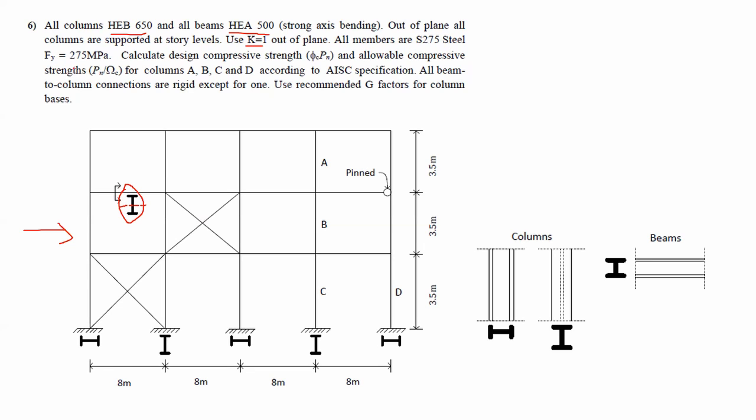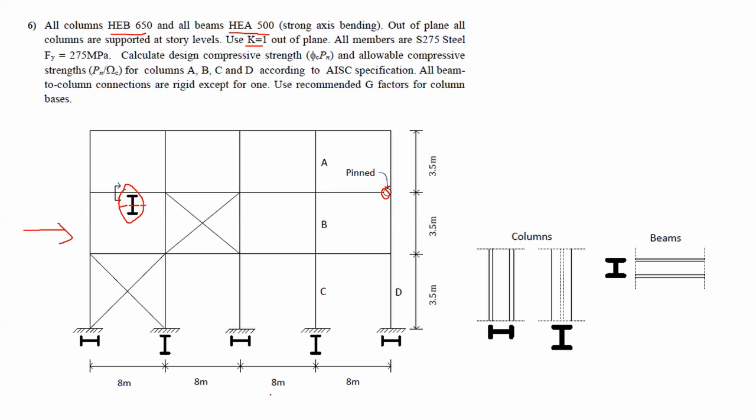We are given that Fy is equal to 275 megapascal, and we are supposed to calculate design compressive strength and allowable compressive strength according to C for columns A, B, C, and D according to AISC specification. All beam to column connections are rigid except for one. So all the beams connections to columns are rigid except for one, which is shown over here. This one is pinned. And we have to use recommended G factors for column bases. So looking at the problem, this is the frame we have.